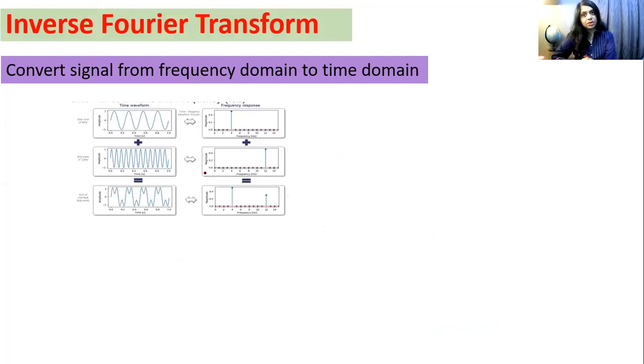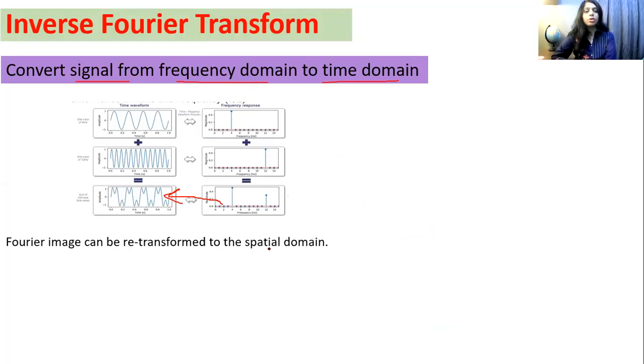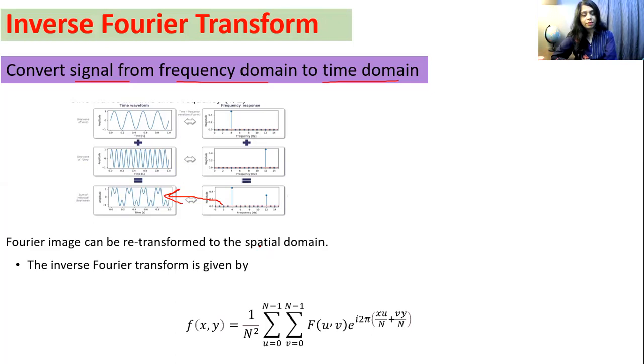Now, inverse Fourier transform of image. In inverse Fourier transform, we convert signal from frequency domain to time domain. Similarly, for images also, we can convert from frequency domain to spatial domain. So, Fourier images can be retransformed into spatial domain. So the inverse Fourier transform is given by this equation. This is the equation of inverse Fourier transform.